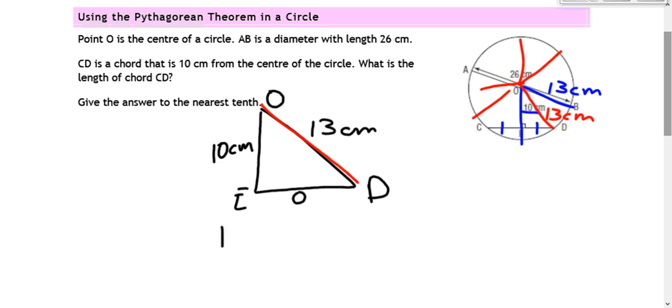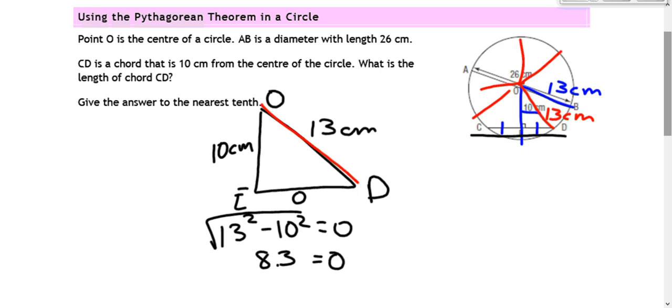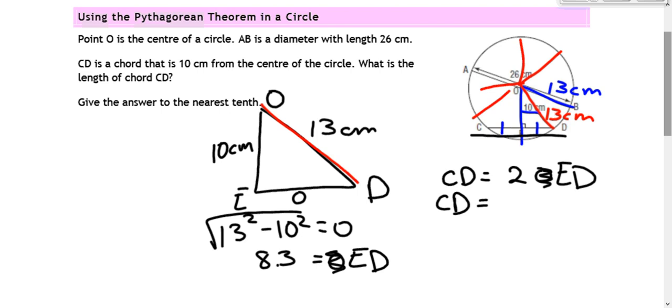So that'll be 13 squared minus 10 squared, square rooted, is equal to O, which gives us 8.3, but that doesn't answer the whole question because I need to find the full length. So then CD is equal to 2O. That's terrible. Let's change that to ED. So then CD is equal to 8.3 times 2, which gives us 16.6 centimeters.